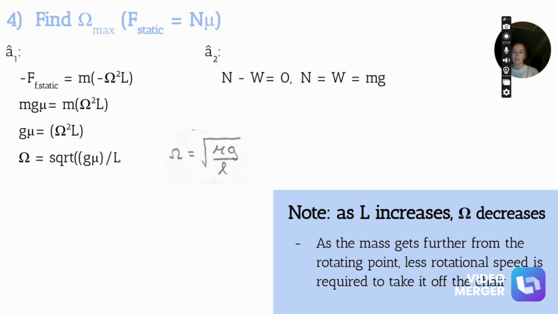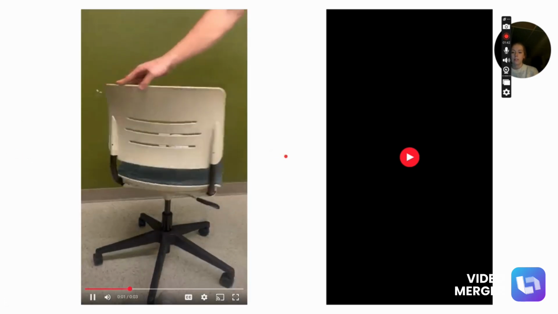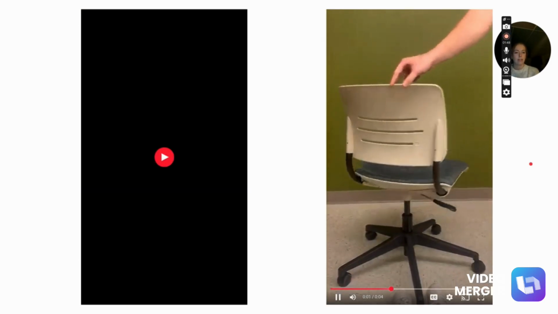And a note for this equation is that as L increases, the omega needed decreases. So in other words, as the mass gets further from the rotating point, less rotational speed is required to take it off the chair. And this can be shown in the following videos. So since the mass is close to the center of the chair, it requires a faster angular velocity. And since the mass is farther from the rotating point, it requires a smaller angular velocity.